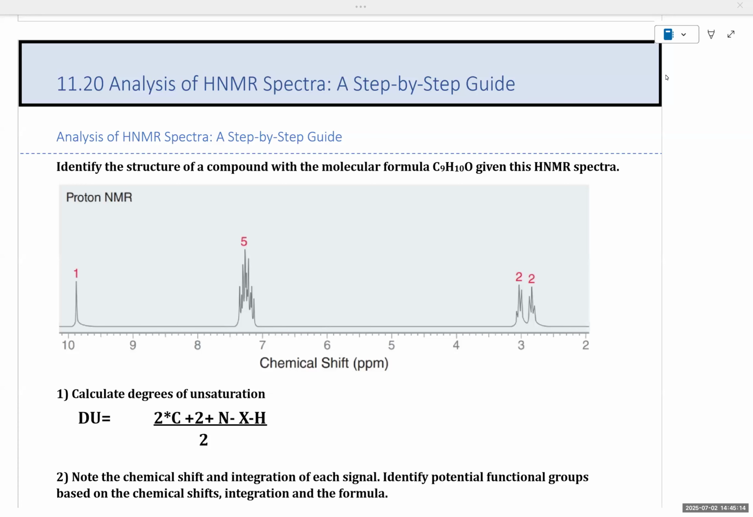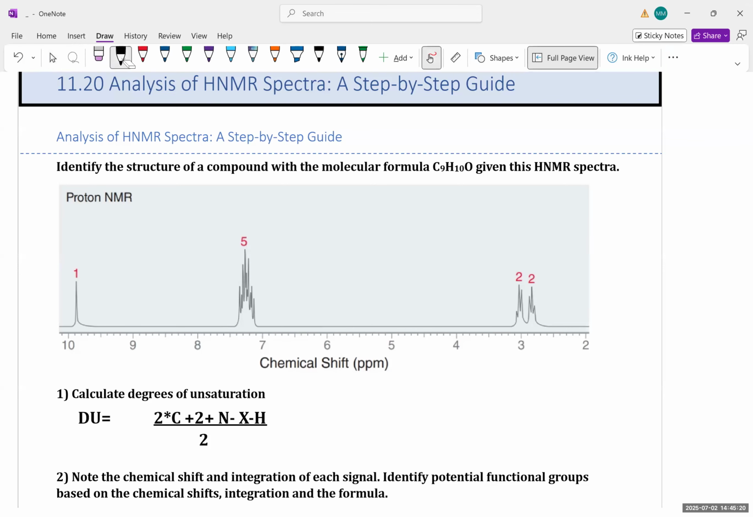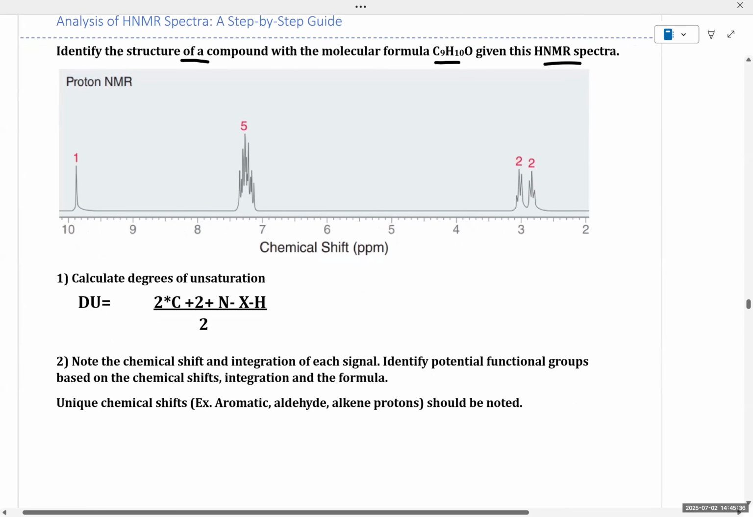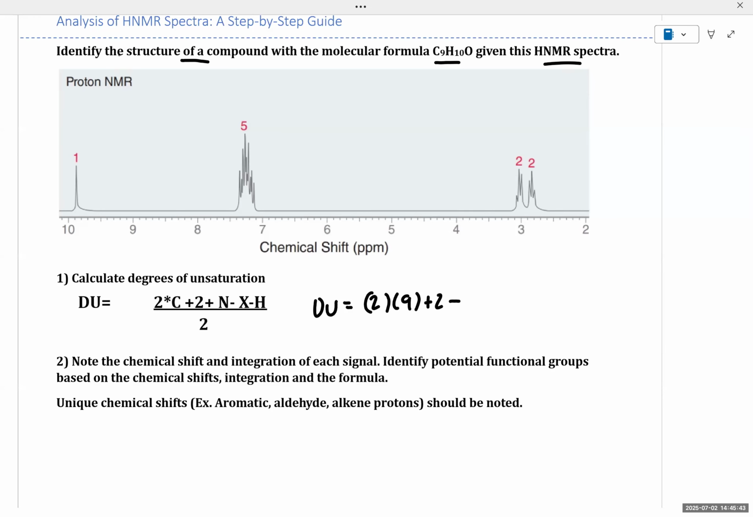So let's do a practical example now where we talk about the step-by-step process of interpreting a proton NMR spectra. In this case, we're asked to identify the structure of a compound with the molecular formula C9H10O given the following NMR spectra. So first things first, let's calculate the degree of unsaturation. This gives us a ballpark for what functional groups are present in our molecule.